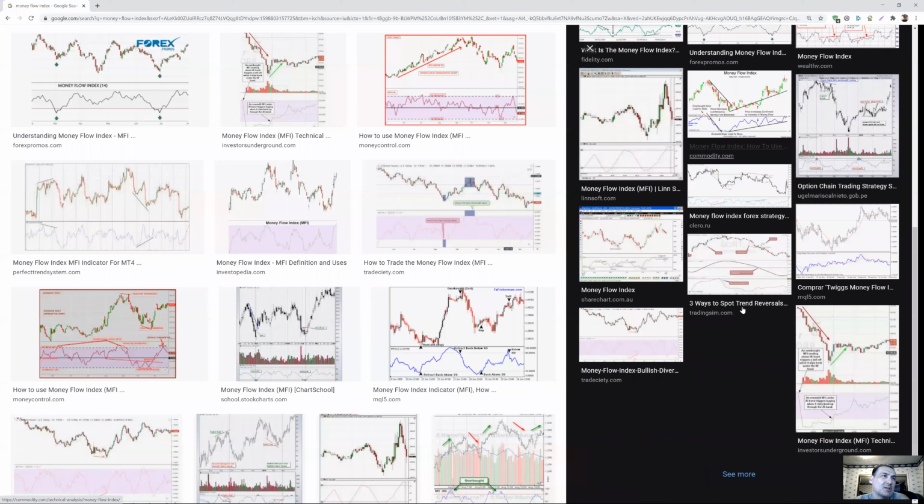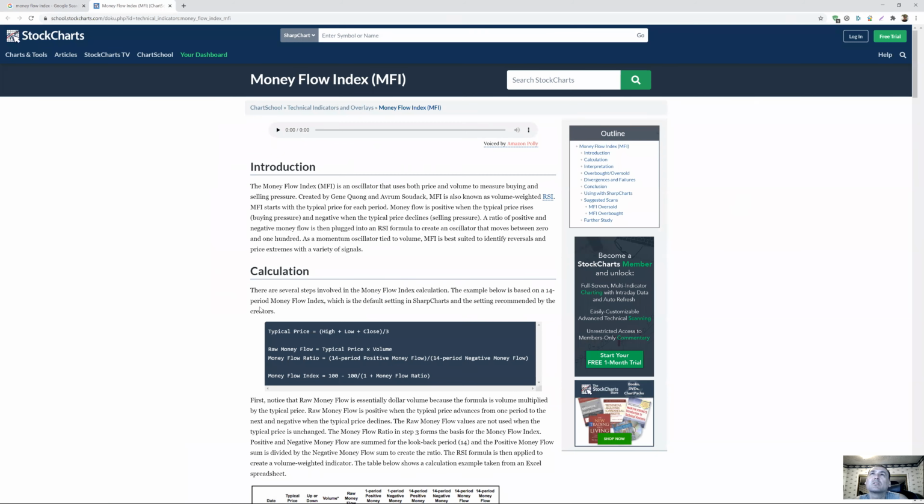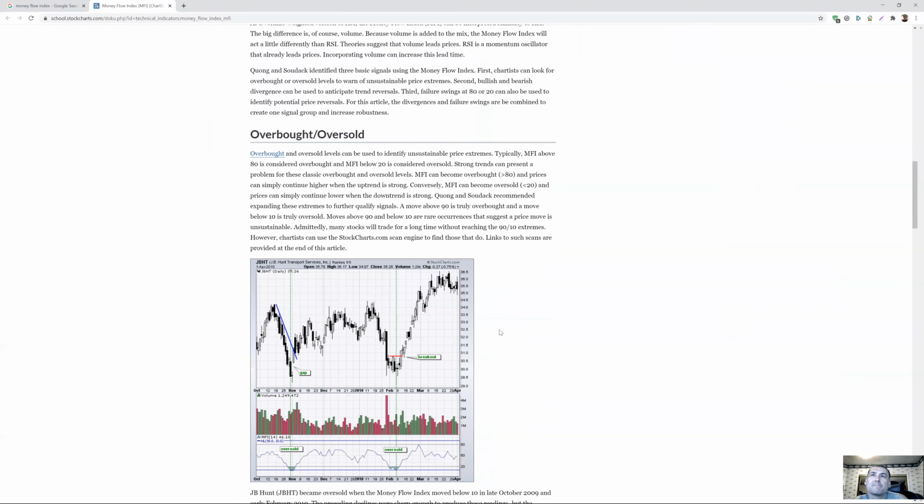Other charts we've got here. Let's see this one. Anything else? Any good charts? Let's see this. This is an old stock chart. There you go, overbought, oversold.